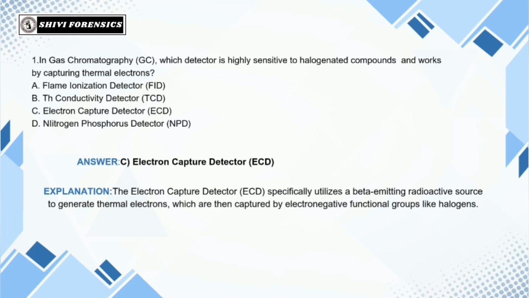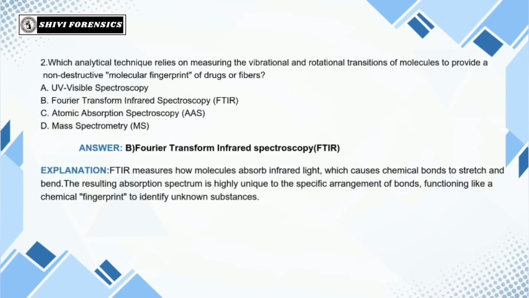In gas chromatography, which detector is highly sensitive to halogenated compounds and works by capturing thermal electrons? And the answer is electron capture detector, ECD. The electron capture detector specifically utilizes a beta emitting radioactive source to generate thermal electrons, which are captured by electronegative functional groups. And we are moving to the next question.